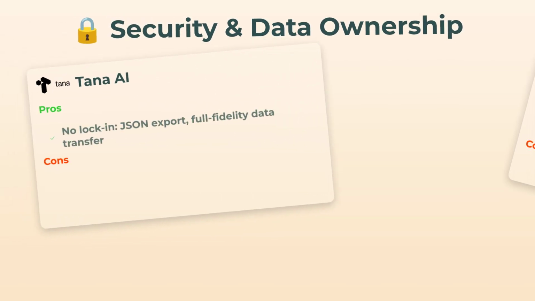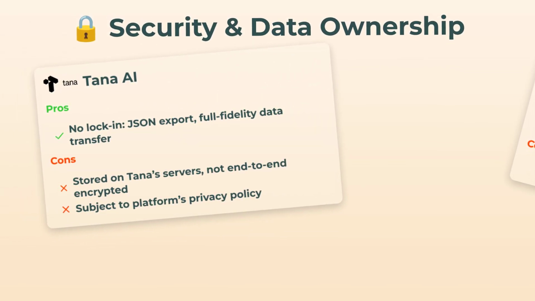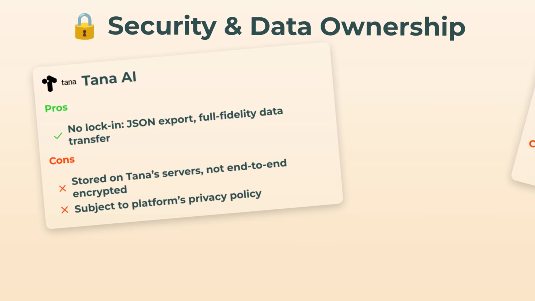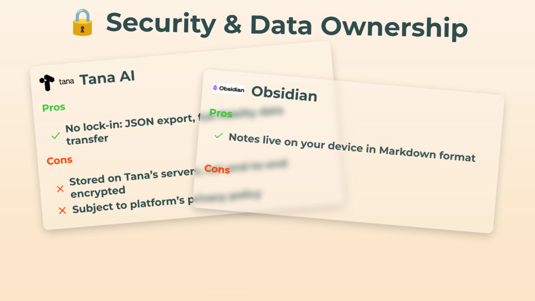On to security and data ownership. Tana lets you export everything as JSON, so you're not totally locked in and you can transfer your data with all its details. But your notes are stored on Tana's servers, no end-to-end encryption, and yeah, you're at the mercy of their privacy policy. Obsidian?